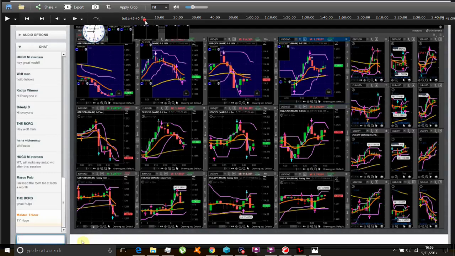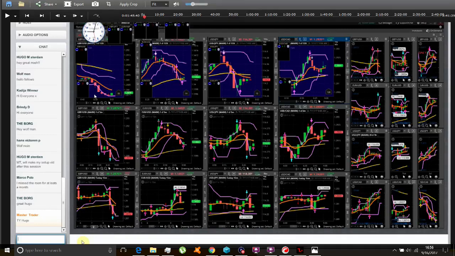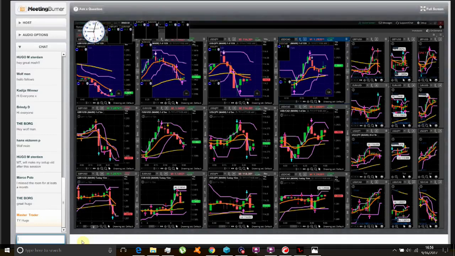I'm going to say hello in the chat roll in a minute, but at the moment, I just want to get my bias clear. So there are two main things I'm looking for when determining my bias. I'm looking for 1 and 4 hour correlating signals, and I'm looking for a nice 5 and 15 trend.